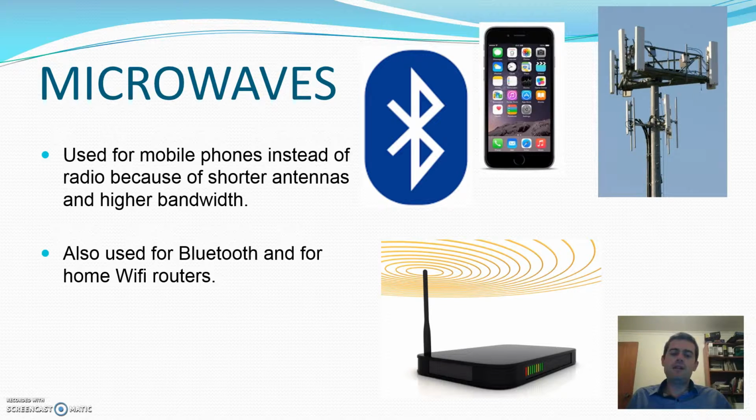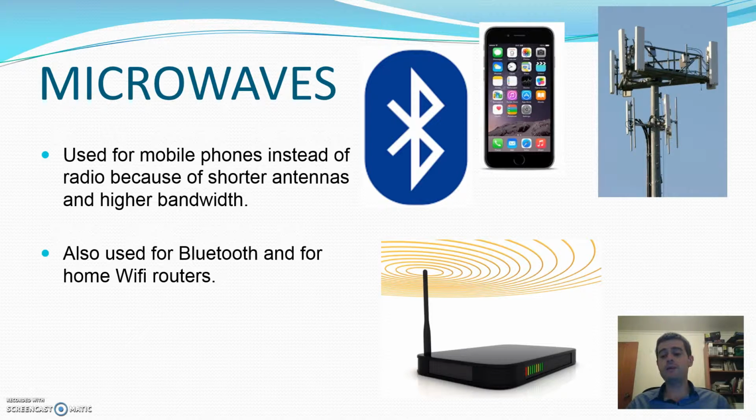Firstly, when you compare them to radio, they have a shorter wavelength, which means that the antennas used to pick them up will be shorter as well. So something like an iPhone can fit its antenna inside the case, whereas if you had to use radio, you'd have to have a big, long, extendable antenna, a bit like what you have on a car.